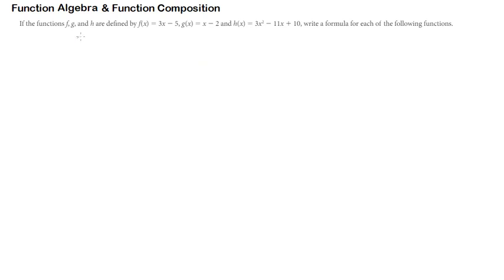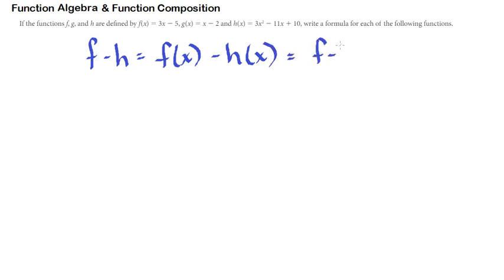Another thing they could have asked you to do is f minus h, and they could have asked it like that. They could have said f of x minus h of x. They could have said f minus h of x. Any one of those meaning the same thing. Now this is the one students will typically get wrong, because they'll write the 3x minus 5 correctly.